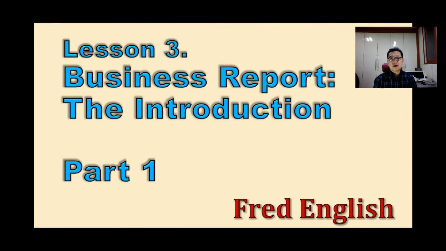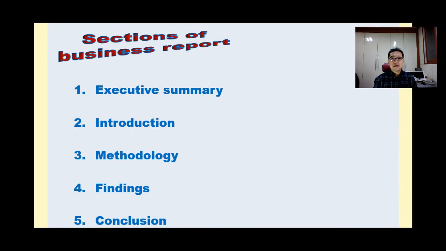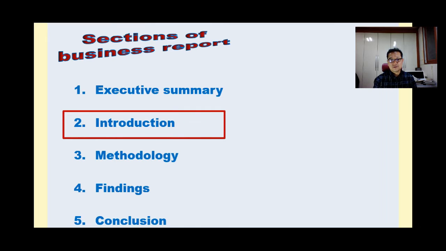Today we're going to learn how to write the introduction section of a business report, and this lesson is part 1. The basic 5 sections that should be included are executive summary, introduction, methodology, findings, and conclusion. And today we're going to focus on writing the introduction section.